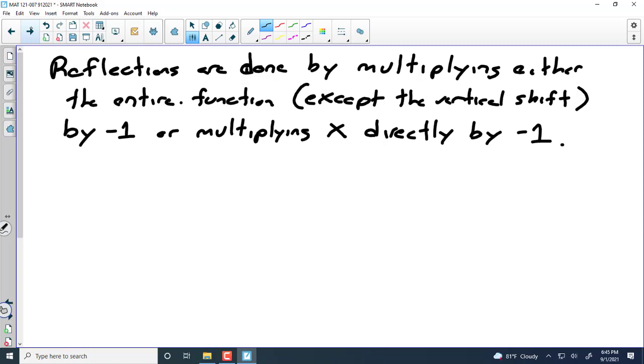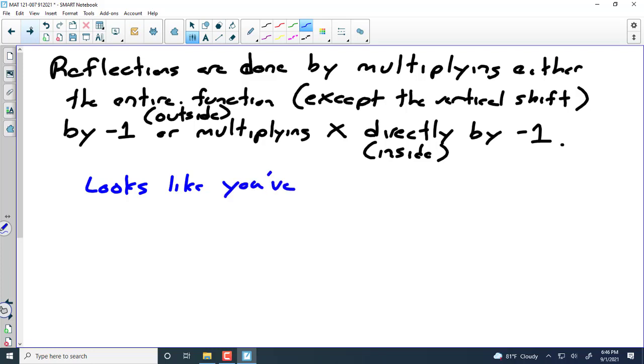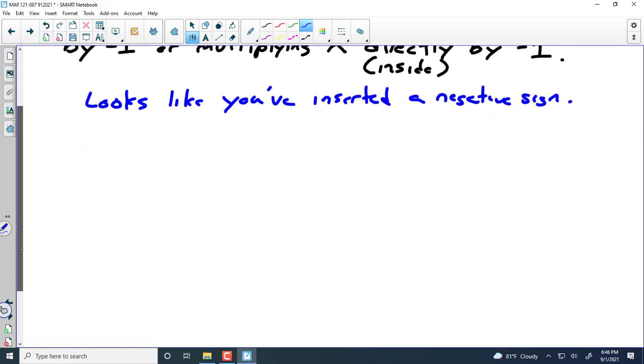Now I need to say multiplying by -1 because that's really what you're doing, is you're either multiplying the entire function on the outside by -1. So entire function means it's on the outside, and multiplying x directly means it's on the inside. But really what this looks like is you've inserted a negative sign. We all know when you multiply anything by -1, you can just do that by putting a negative sign in front of it. You don't need to actually write the 1. So it's just going to look like we inserted a negative sign. So check this out.